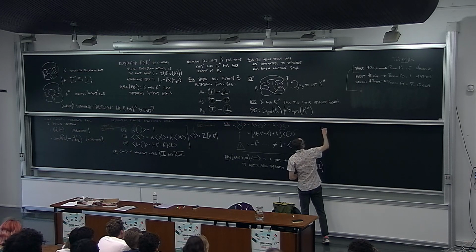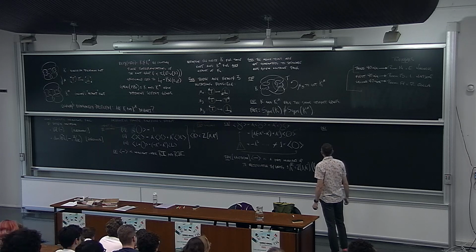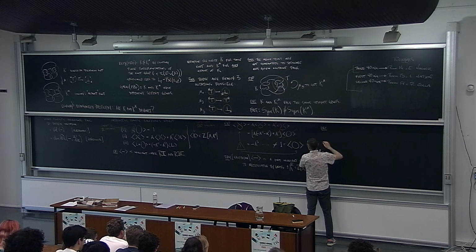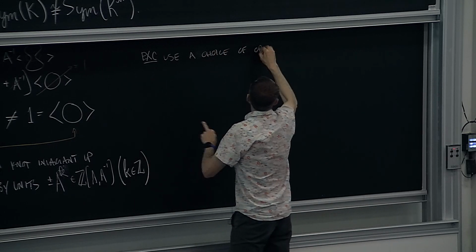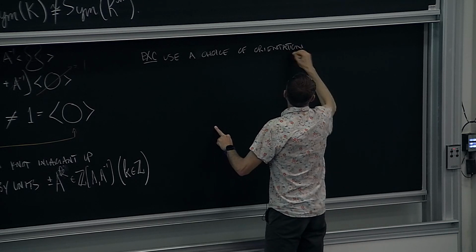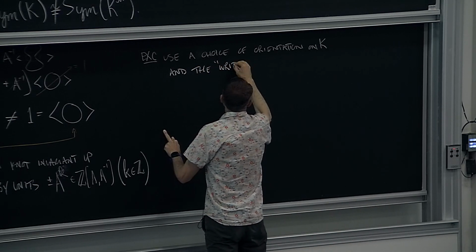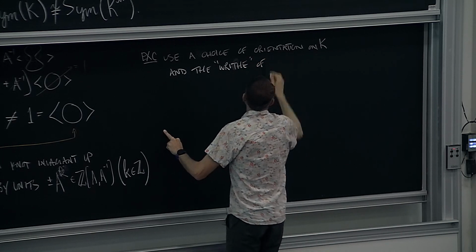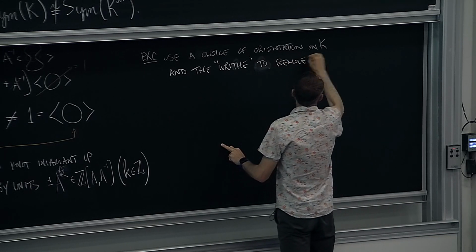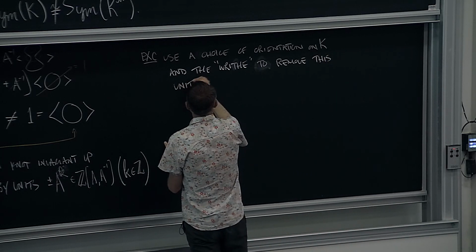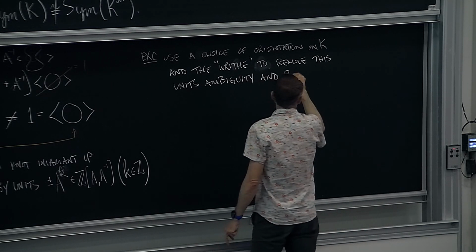But if you want, and this is just following exactly Colin Adams's construction of the Jones polynomial, which is really direct and pretty, you can use a choice of orientation on K, and the writhe of the diagram, and the writhe of this oriented knot to remove this units ambiguity. And in doing so, recover the Jones polynomial.